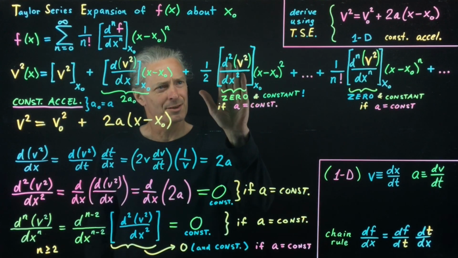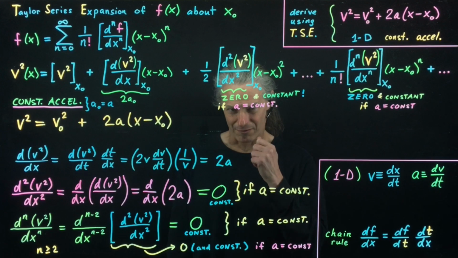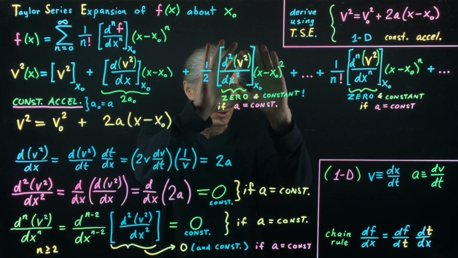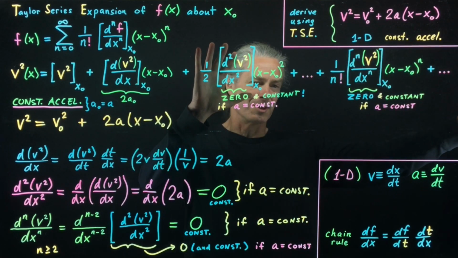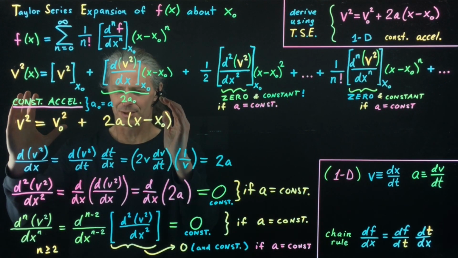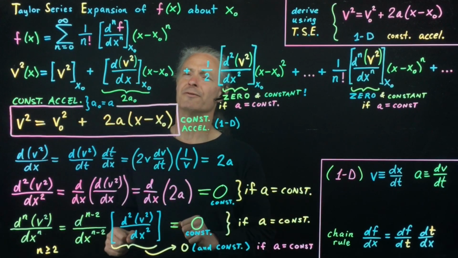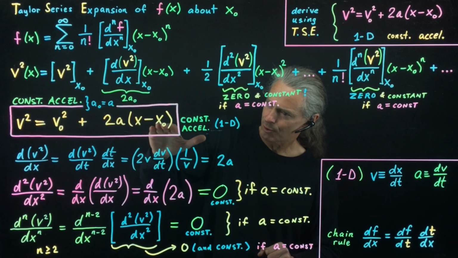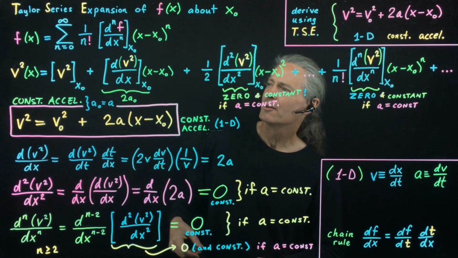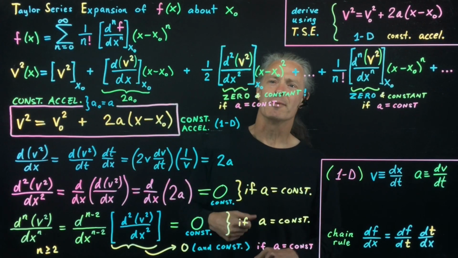Now, since this and all higher order derivatives of the velocity squared with respect to x vanish in the case of constant acceleration, that will kill off this term of the sum and all subsequent terms of the sum, leaving us only with this, which we showed earlier was equal to this in the case of constant acceleration. All right, we've done it. We've shown that this important equation for one-dimensional motion with constant acceleration can be derived by expanding the velocity squared as a function of x in a Taylor series about x sub 0.